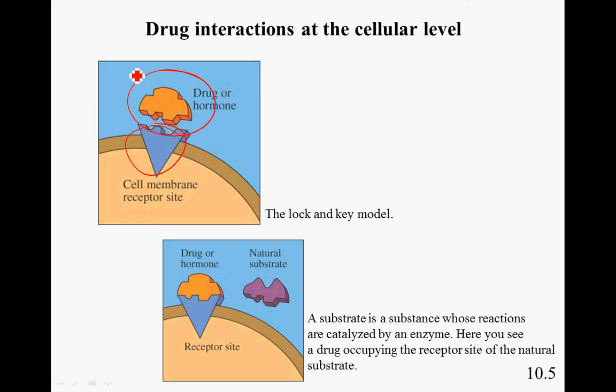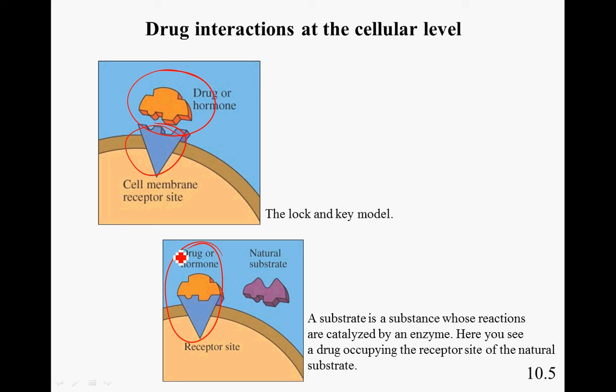Sometimes a drug is trying to compete with the natural substrate. A substrate is a substance whose reactions are catalyzed by an enzyme. Here you see a drug occupying the receptor site of the natural substrate. By getting to the receptor site first, the drug prevents the cell membrane from opening and allowing the bacteria to enter. This then keeps the bacteria from invading the cells.